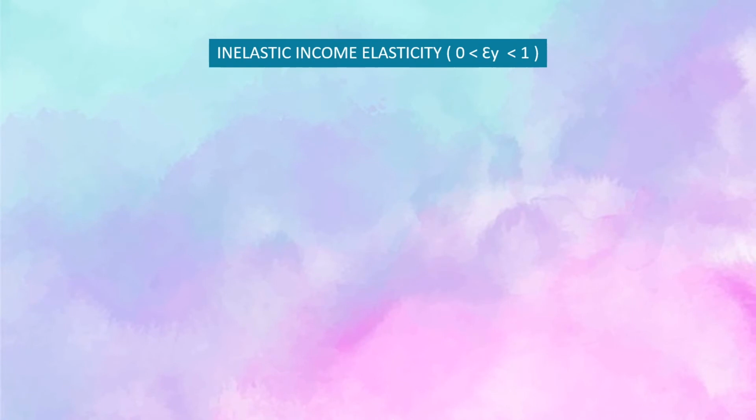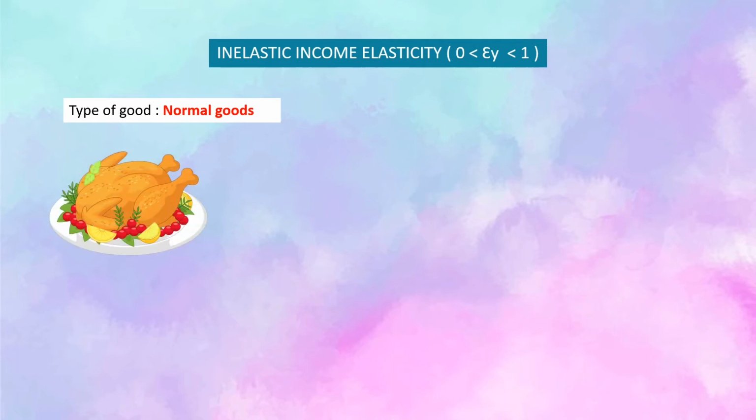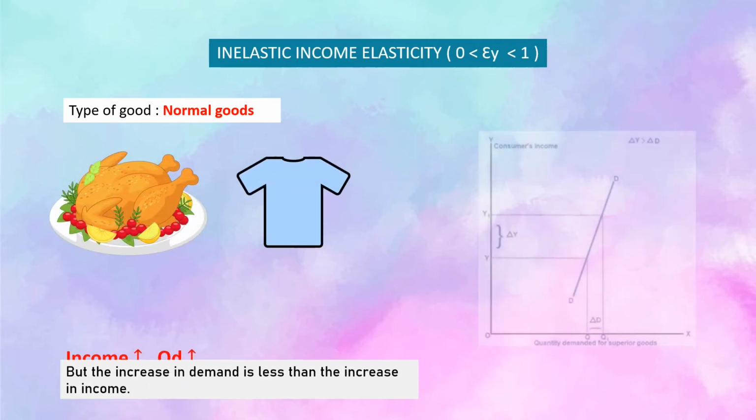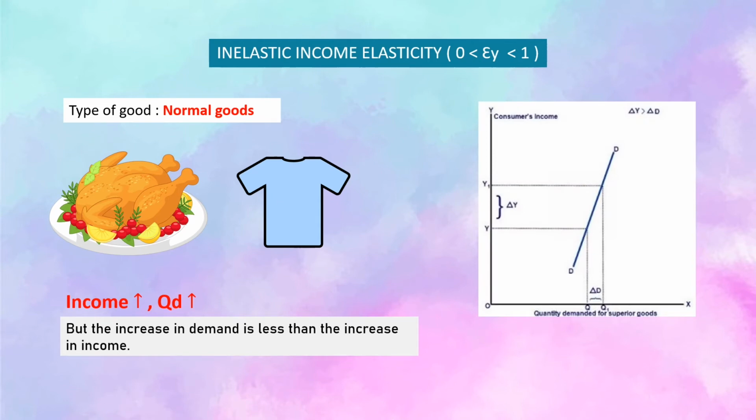If the value of income elasticity is between 0 and 1, it is inelastic income elasticity. The type of goods is normal goods, such as food and clothing. An increase in income will lead to an increase in the quantity demanded, but the increase in demand is less than the increase in income.